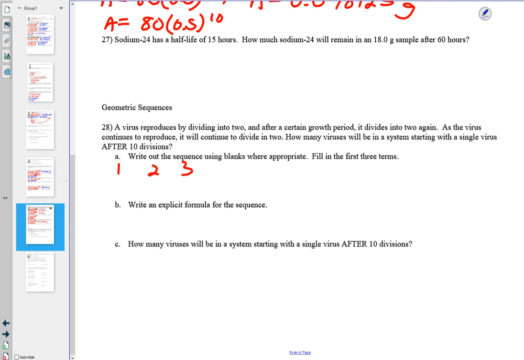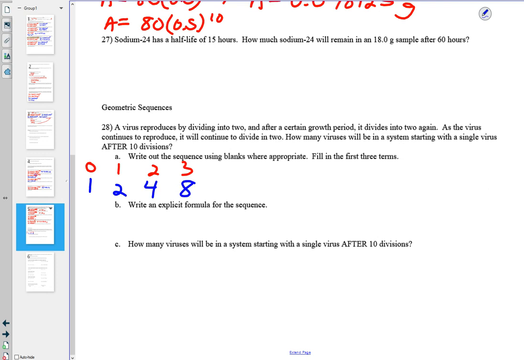So here, the amount of virus depends on how many divisions there's been. So after the first division, how many viruses are there? 2. So I would say that is 2. Because the first virus was there before any division occurred, that would count as my 0 one, if I wanted to do it that way. So then it splits, and then it splits.